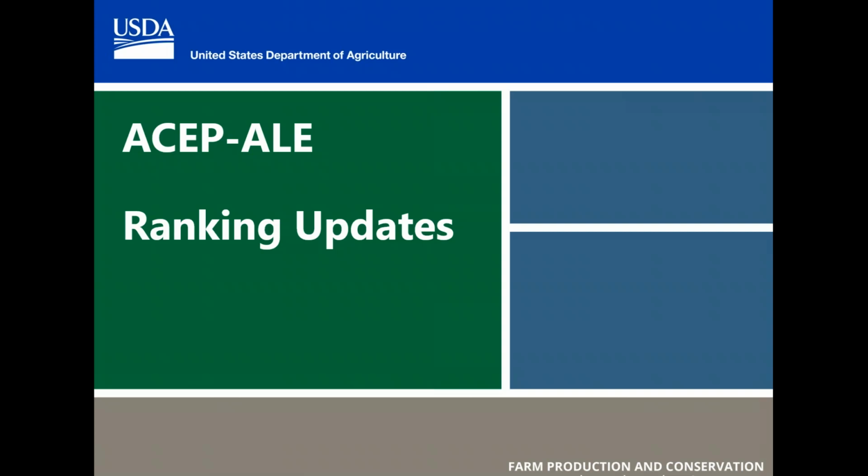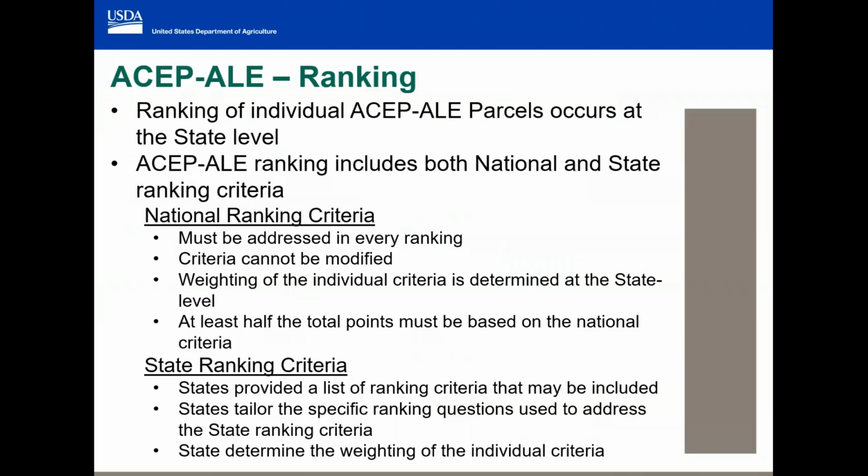So a couple of quick slides on some of the updates that are occurring in the ranking world for ACEP-ALE. To answer a couple of questions that we received prior to this webinar, just to make it clear for everybody, ranking of individual ALE parcels is a thing that occurs and always has occurred at the state level. So there's no national consolidation of ALE applications to be ranked at the national level. That all happens at the individual state level, and then the states make those selections on which parcels get funded based on the outcomes of their ranking and allocations and other things.